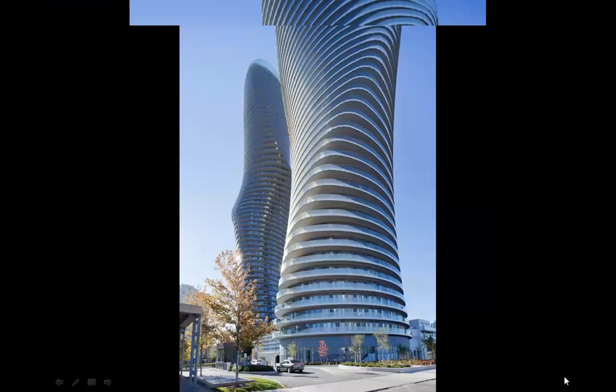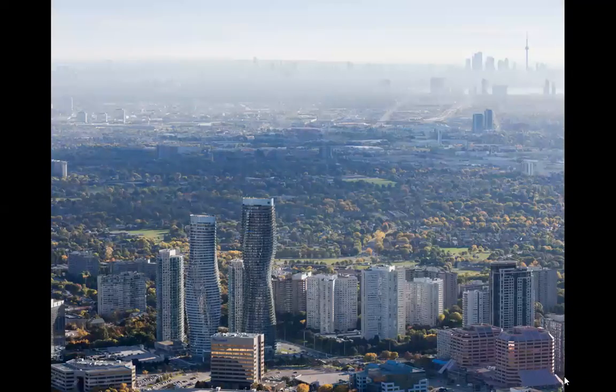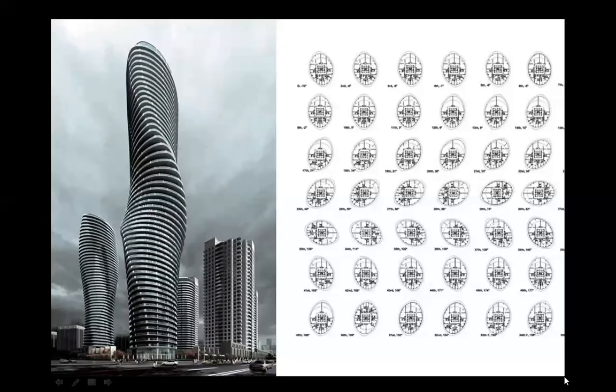Well, thanks to the technology, with the T-square and the rectangle you cannot make something like this. It's impossible. You can make the buildings around them with the T-square and the rectangle, but not the Absolute Towers by MAD Architects.